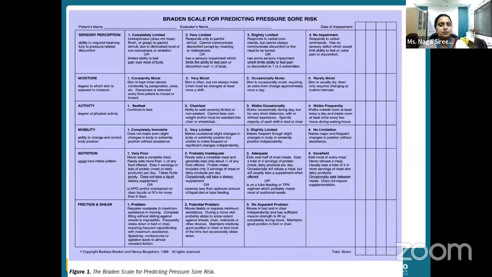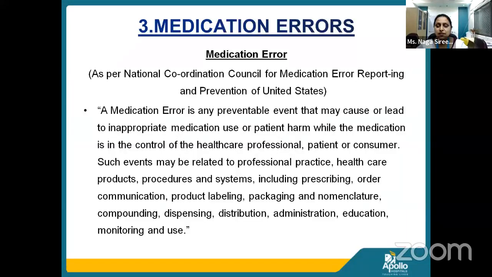This is the Braden scale assessment, which all of you must be knowing. Coming to the very important topic, medication errors. Whether it is falls, pressure ulcers, or medication errors, these are all vital parameters which are important in the patient care area.